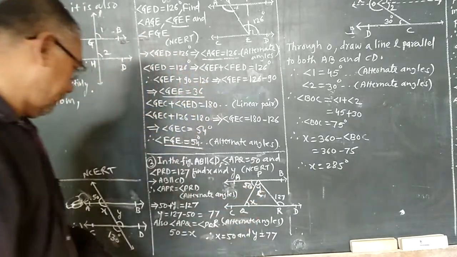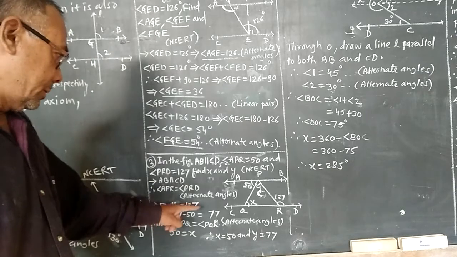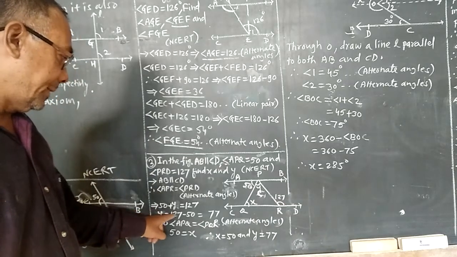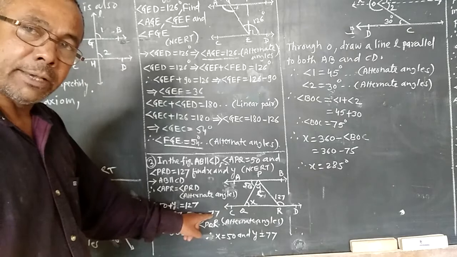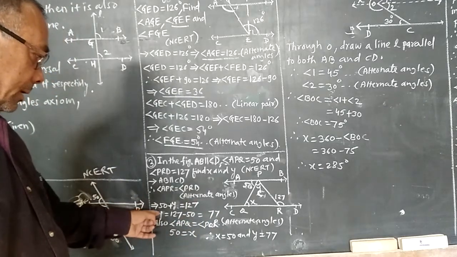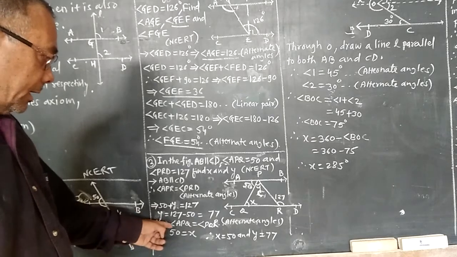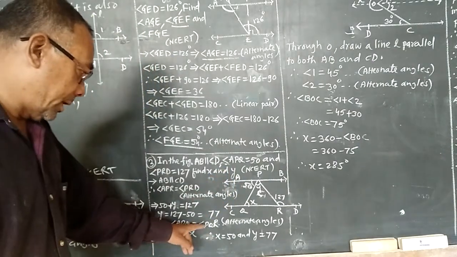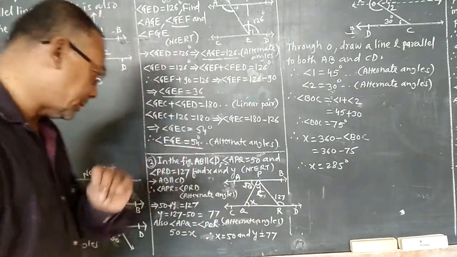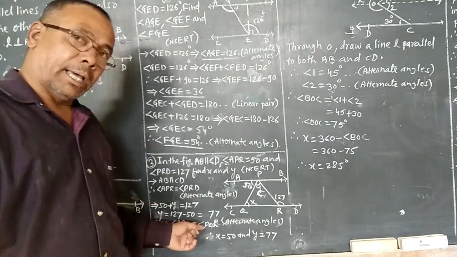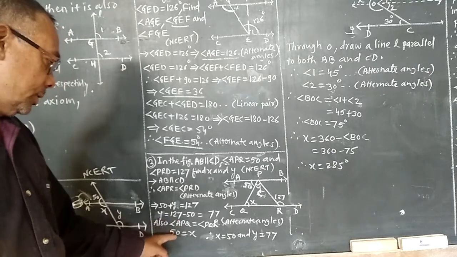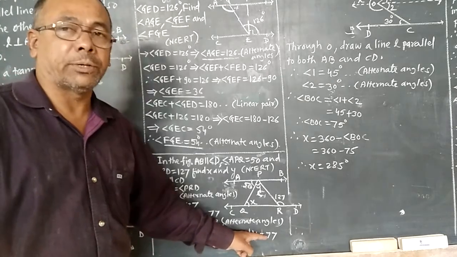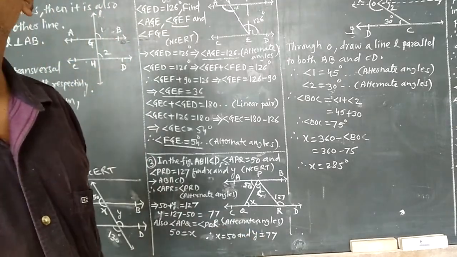50 plus Y is equal to 127, because its value is 127, and now Y is equal to 127 minus 50, and that is equal to 77. In this way we have the value of Y. Also angle APQ, that is this angle, equal to angle PQR, that is X. But these two angles are alternate angles. Here APQ is 50 and therefore X is also 50. Therefore X is equal to 50 and Y is equal to 77. These are the two angles.